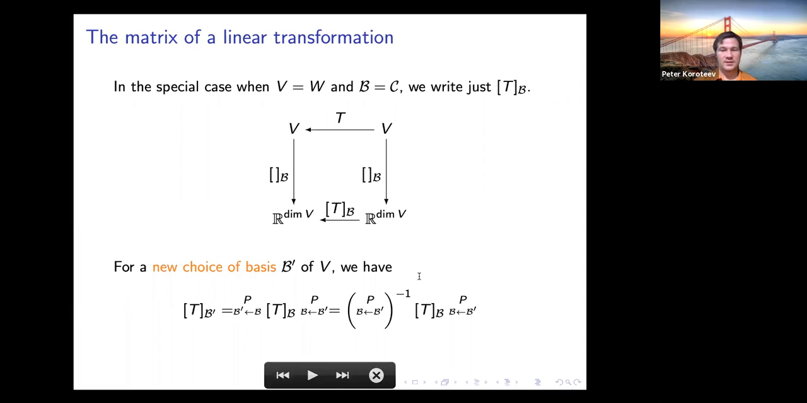So the meaning of this formula is the following. If you have a linear transformation from vector space V to itself, then under the change of basis, the matrix of the linear transformation T B is transformed like this. You take the matrix of change of basis, multiply its inverse by your matrix, and then times the matrix of the change of basis.